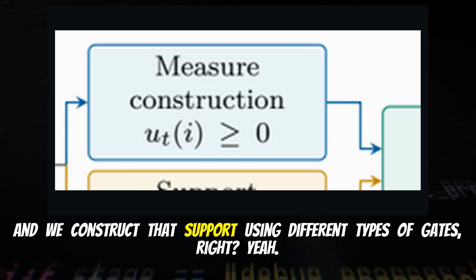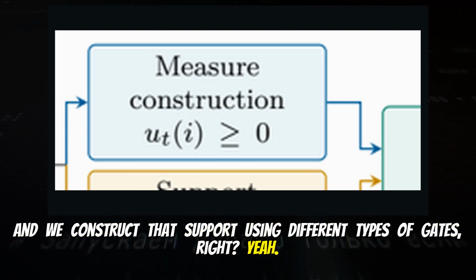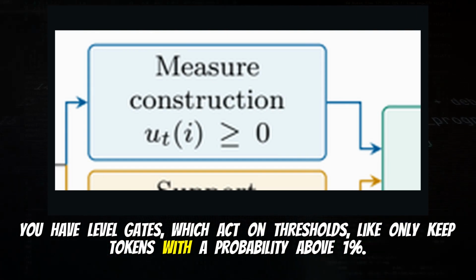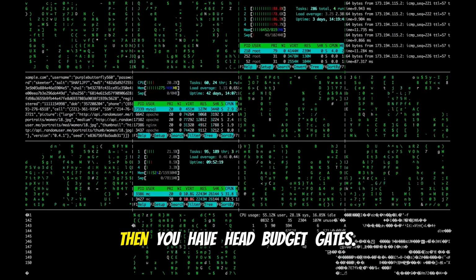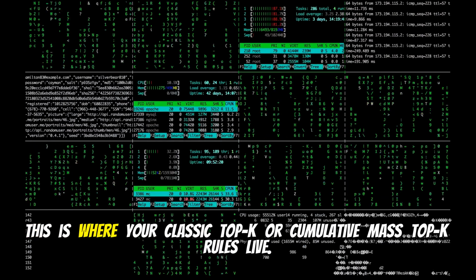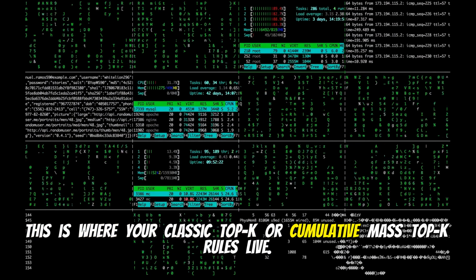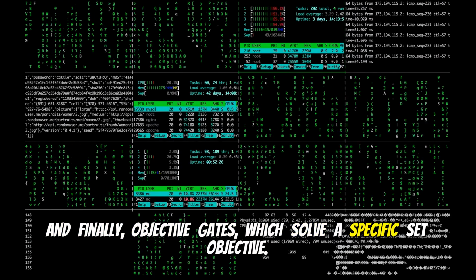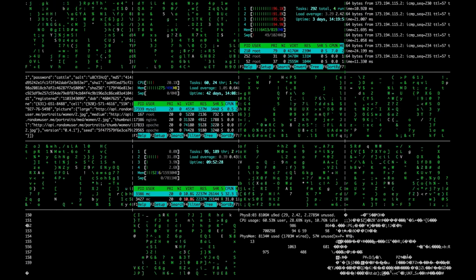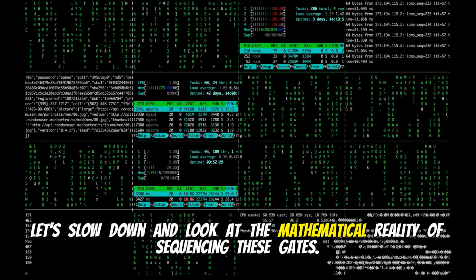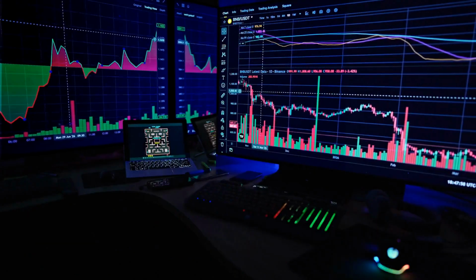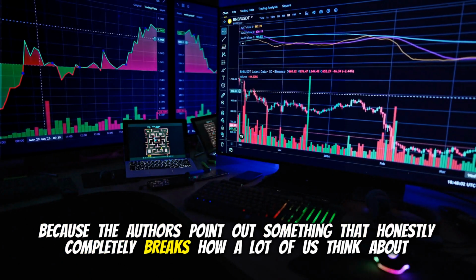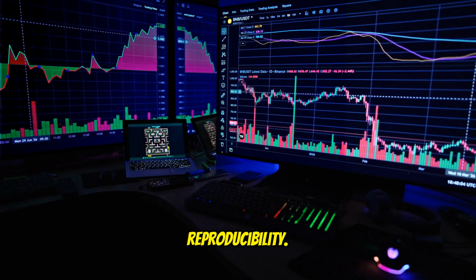And we construct that support using different types of gates, right? Yeah, you have level gates, which act on thresholds, like only keep tokens with a probability above 1%. Right. Then you have head budget gates. This is where your classic top K or cumulative mass top P rules live. And finally, objective gates, which solve a specific set objective. Let's slow down and look at the mathematical reality of sequencing these gates. Right. Because the authors point out something that honestly completely breaks how a lot of us think about reproducibility.